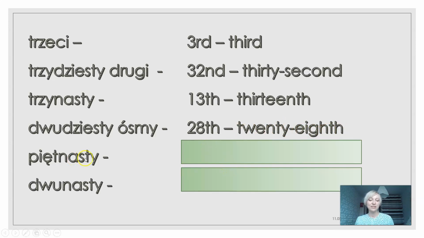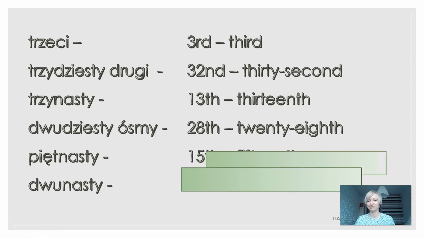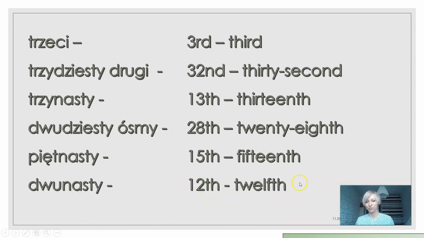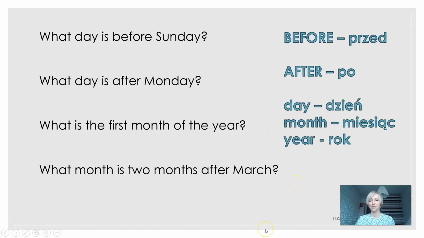Th. 15. 15th, right? 15, th at the end. 15th. And 12. 12, uwaga, 12 piszemy twelfth, prawda? Tutaj zmienia się to v i zamieniamy to na f, czyli twelfth, ok?